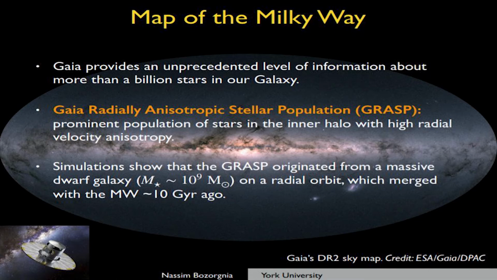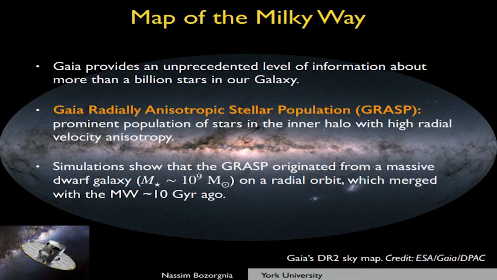And then there were some simulations around the time that this came out, which showed that this GRASP structure originated from a massive dwarf galaxy, which was on a radial orbit and merged with the Milky Way about 10 gigayears ago. So I'm just learning from Larry that there are some groups looking into this again, and maybe it was later than 10 gigayears ago.